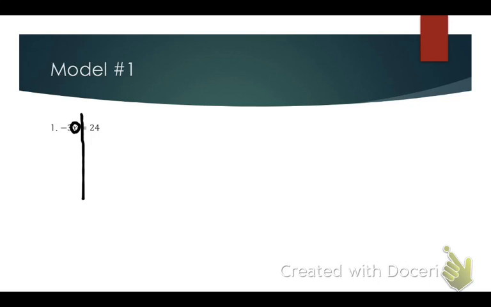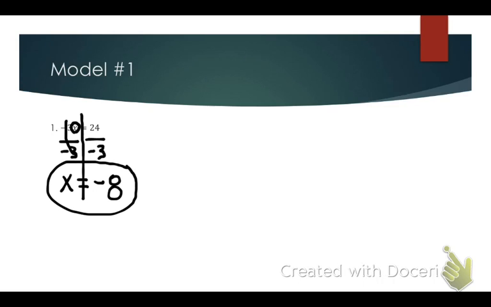So, this equation reads negative 3 times x equals 24. The inverse operation of multiplication is division. So I'm going to divide both sides by negative 3. I have x isolated, and 24 divided by negative 3 is negative 8. And that is my answer. I'm going to go ahead and check that. Negative 3 times negative 8 equals a positive 24.